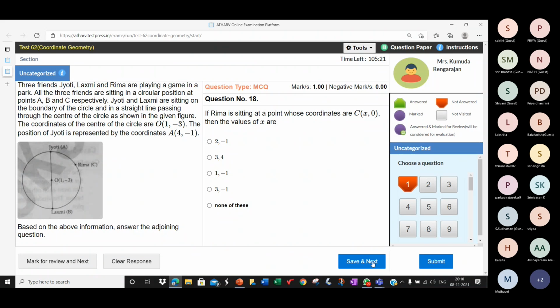If Reema is sitting at the point whose coordinates are C, x, 0, Reema is at x, 0. Then the values of x are, they've given two values. So the values of x are 2, -1; 3, 4; 1, -1; 3, -1; none of these. Yes, please work this. Even if you finish, please don't reveal the answer, children. Let all of us try.